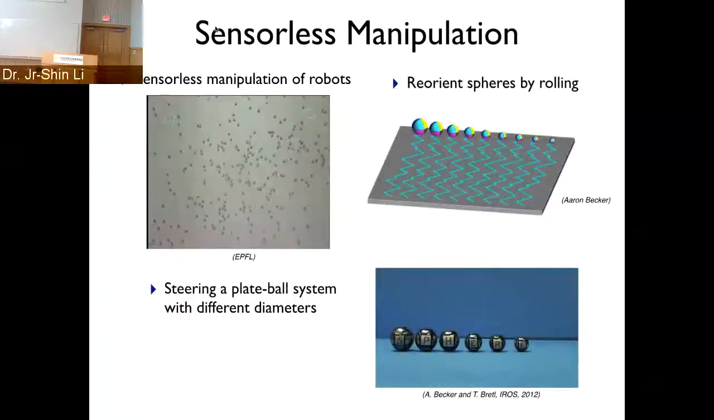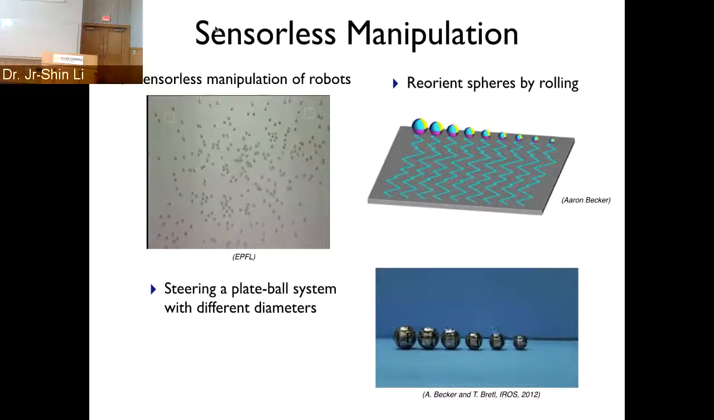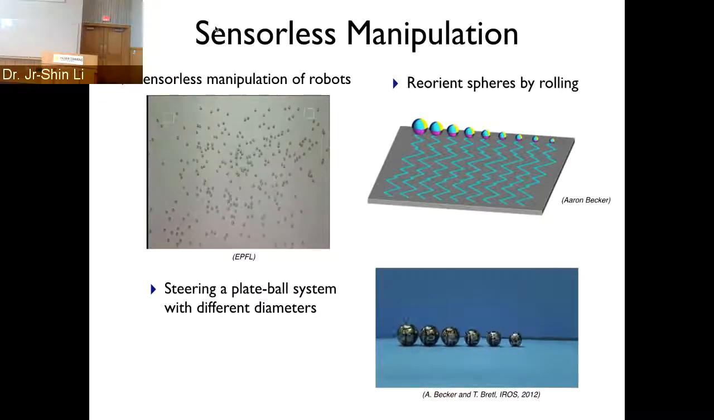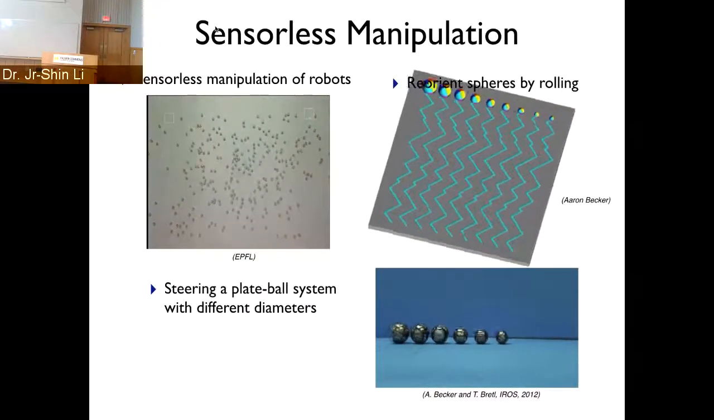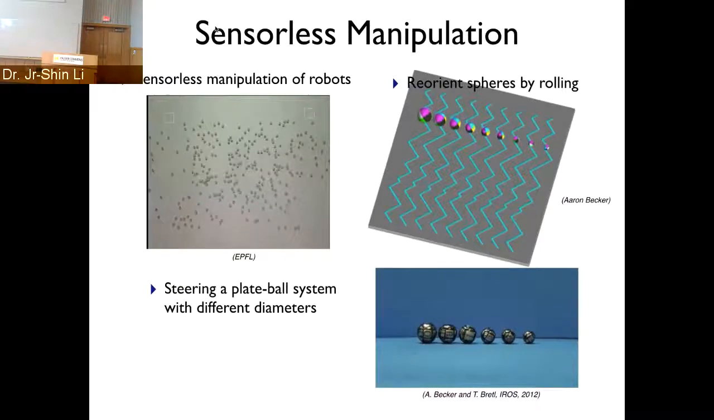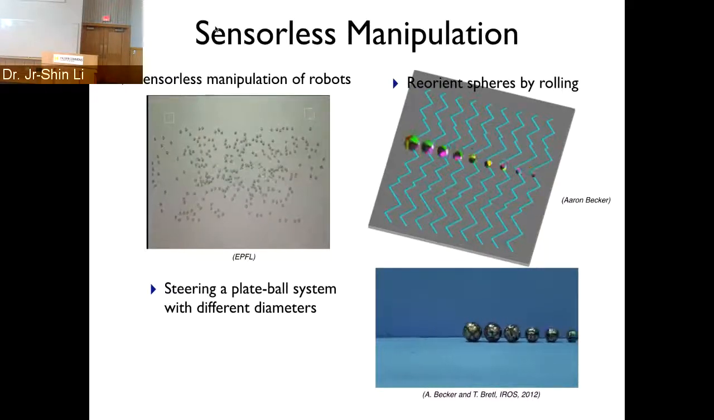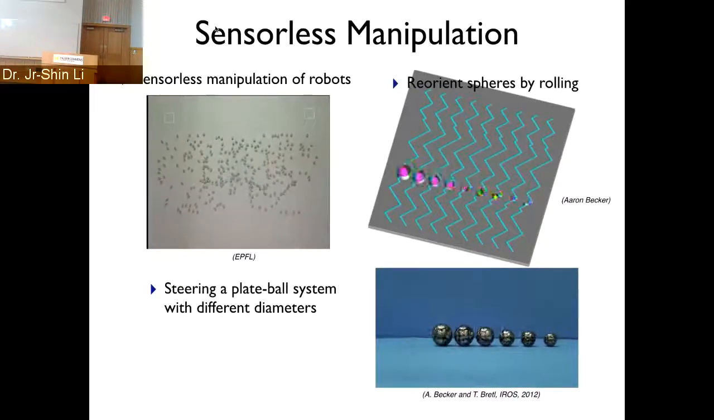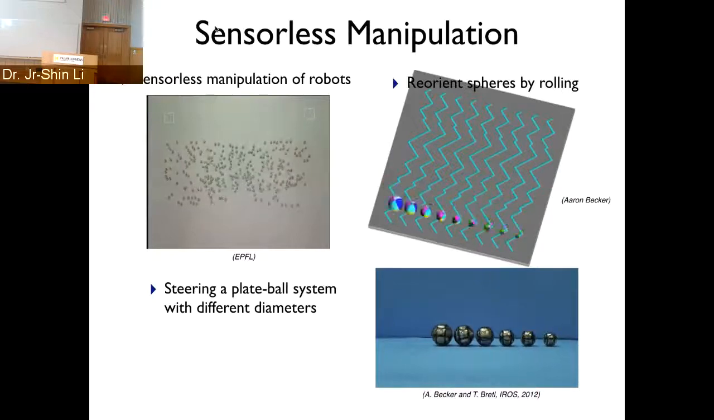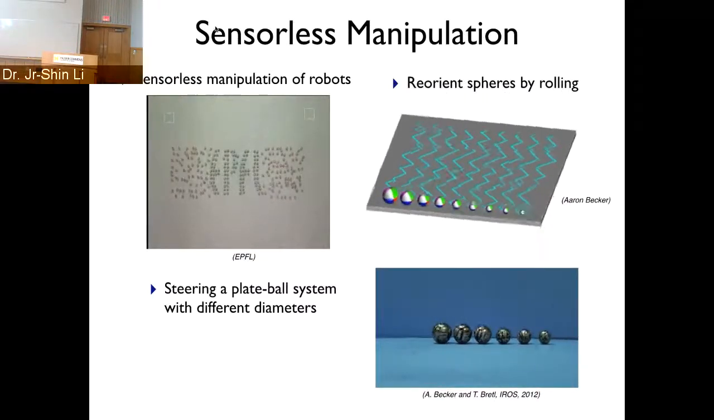Okay, many more. In mechanical systems and robotics, there is sensorless manipulation, like rolling a ball, where you have a single control to control a group of systems simultaneously. All of these are within this application domain of controlling ensemble systems.